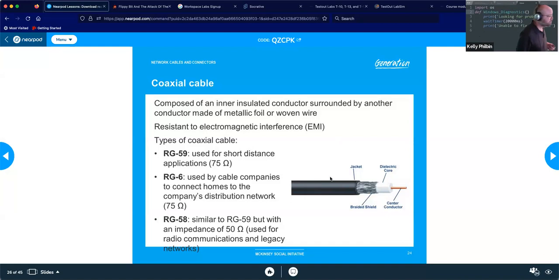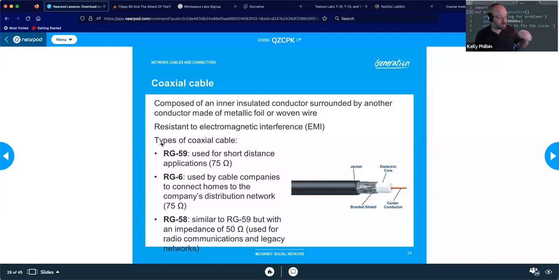So, for short distances in the house or in the office, there's two different kinds we use. You have RG58, which is kind of like your old school cable hookup that you'd use for your TV. And then you would have your RG59, which is the newer version of it that would be used for networking and stuff like that. So there is a little bit of a difference.